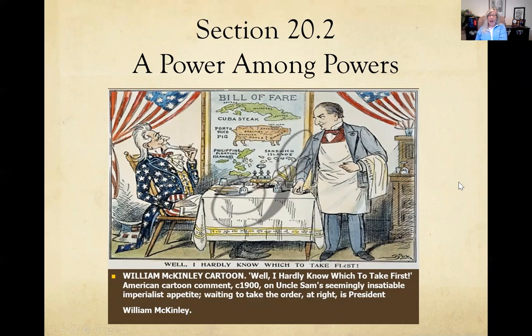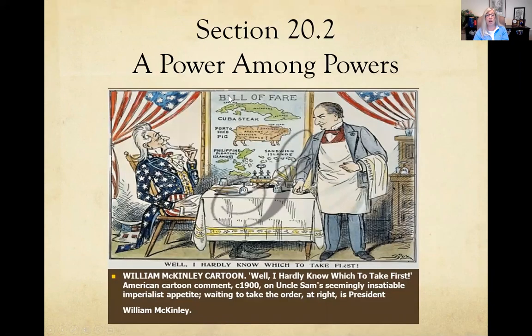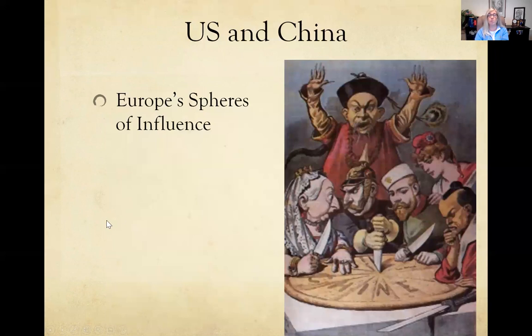All right, so now let's move on to trade and how this is going to happen around the world and the influence and access that the United States will have to various locations for trade. So here in this cartoon, we've got, well, I hardly know which to take first. We've got William McKinley here, and we know that because his name is on the towel. We've got the bill of fare. Basically, what are you planning to order? It's like he's in a restaurant: Cuban steak, Puerto Rico, the Philippines, the Sandwich Islands, and then Uncle Sam is saying, I just don't even know where to start first.